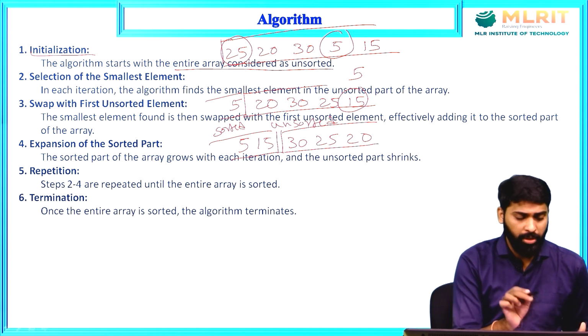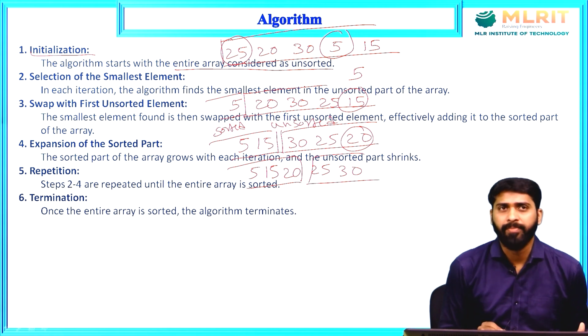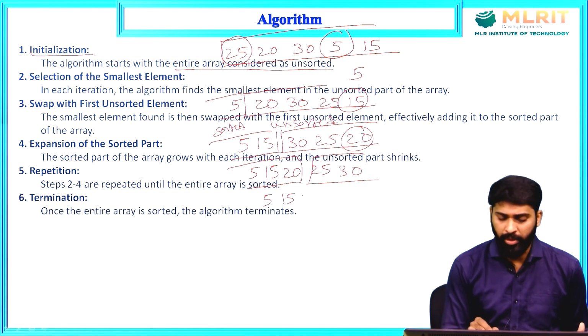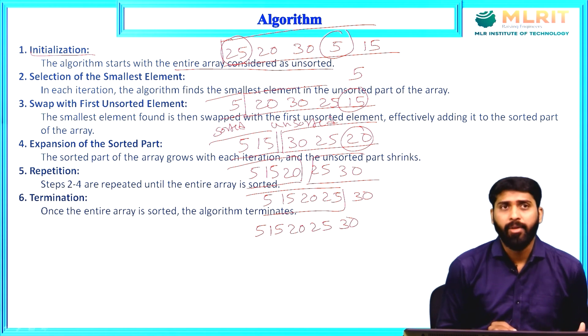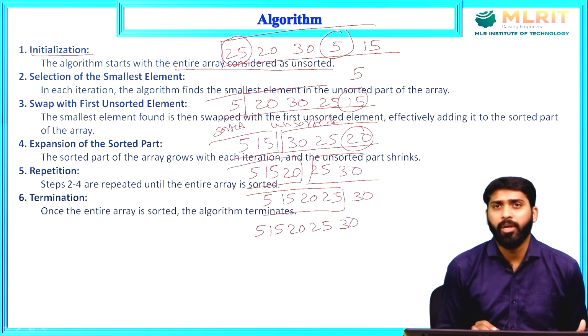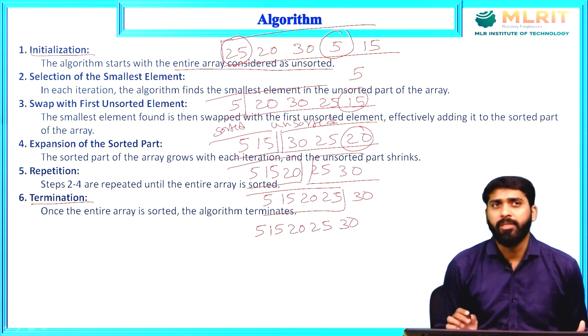We repeat steps 2, 3, 4. Again you select the smallest value, which is 20. So 5, 15, 20 are sorted, and 25, 30 are unsorted. Again you find that 25 is the smallest element. So 5, 15, 20, 25 are in sorted order, and 30 is only one element. So the final output is 5, 15, 20, 25, 30. Once the entire array is sorted, the algorithm terminates. That is the last step, termination.